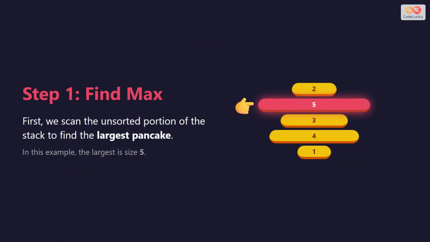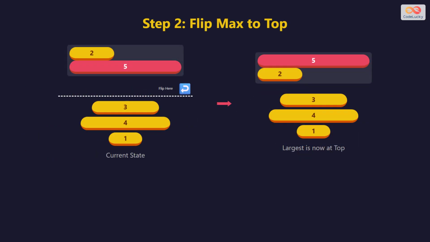Let's break it down. First, look at the unsorted part of the stack and find the largest pancake. In this example, the pancake with size 5 is the largest one we need to deal with. Once we have located the largest pancake, we insert our spatula right underneath it and flip. This brings the largest pancake to the very top of the stack.